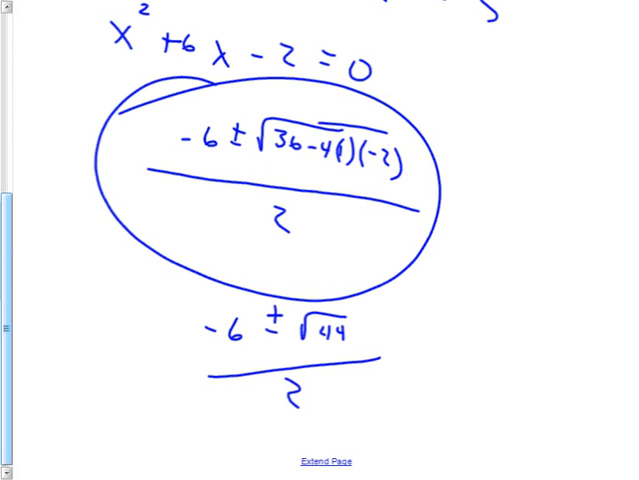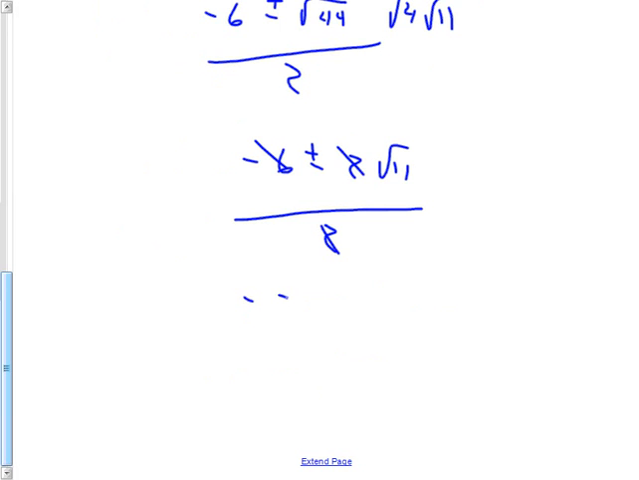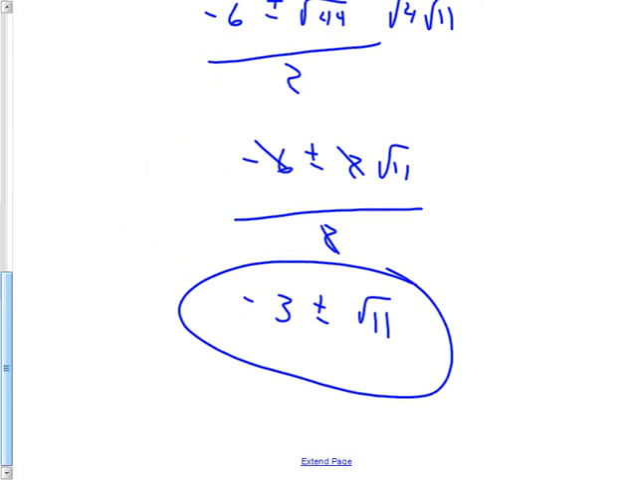And that doesn't seem nice to me, but then I realized, oh, the 4 comes out of this. So you'd have root 4 and root 11. So that would be really negative 6 plus or minus 2 root 11 all over 2. And then the 2's would cancel. And you'd be down to negative 3 plus or minus root 11. There. Whew. It's much better than I expected.